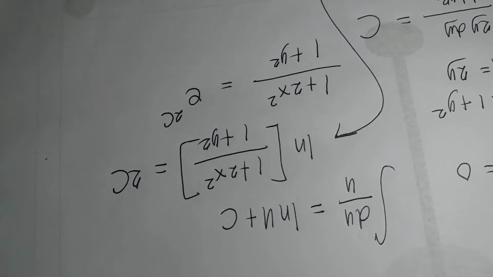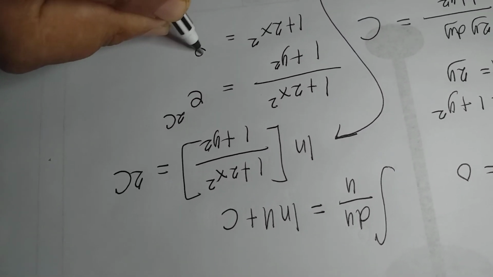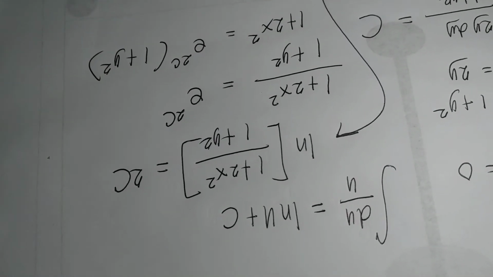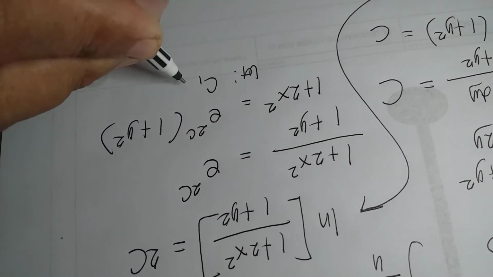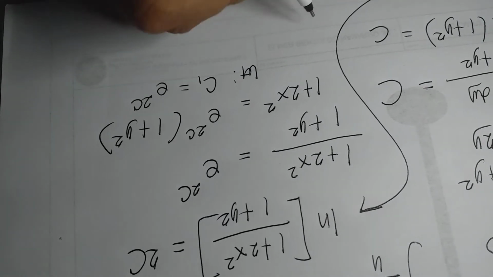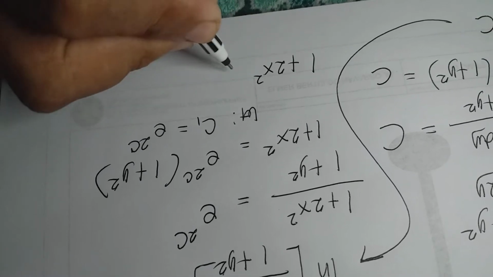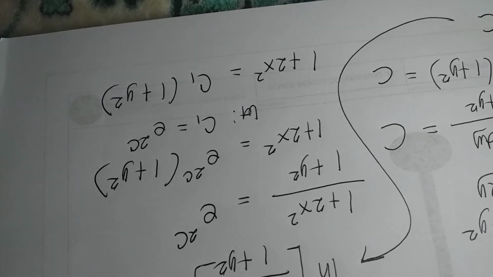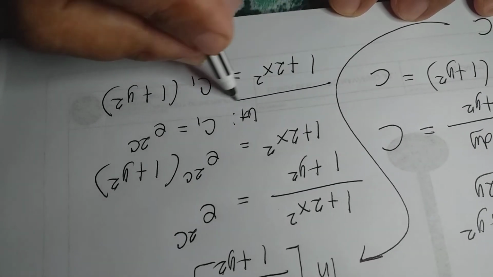Okay? Cross multiply again, we have (1 plus 2x) squared is equal to e to the 2c times (1 plus y) squared. Now if we're going to let c sub 1 be equal to e to the 2c, this equation reduces to (1 plus 2x) squared is equal to c sub 1 times (1 plus y) squared. So this answers example number 1 of separation of variables.